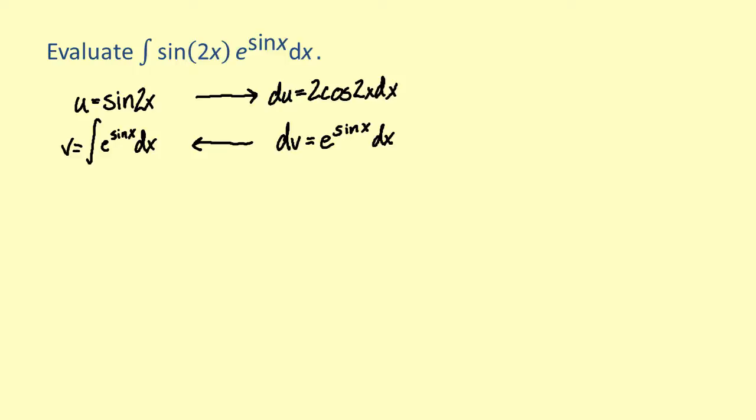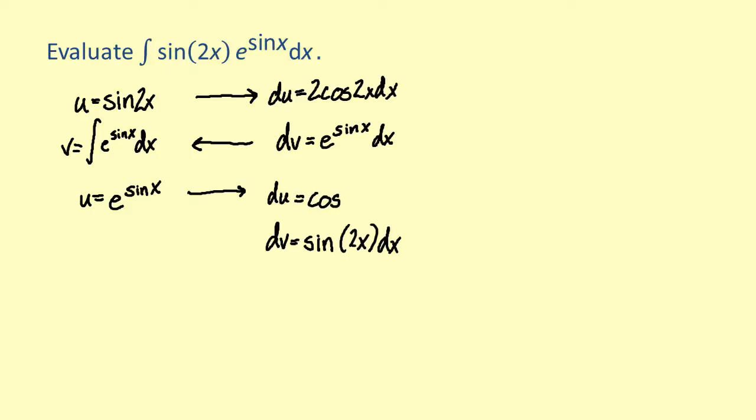So let's try switching our expressions for u and dv. We set u equal to e to the sine of x, and set dv equal to sine of 2x dx. We then get du is equal to cosine of x times e to the sine of x dx. Integrating dv, we get v is equal to negative 1/2 cosine of 2x.